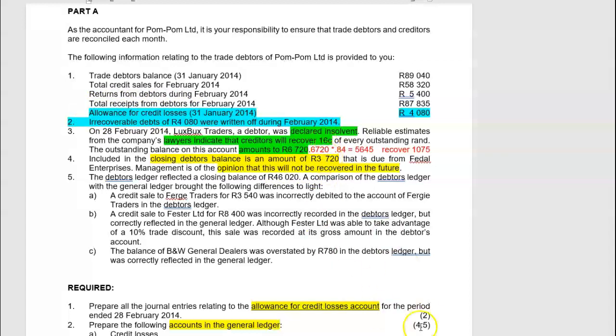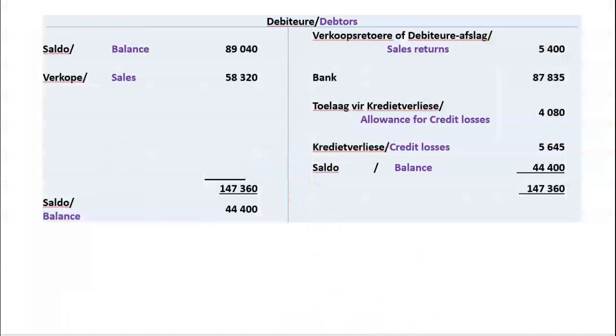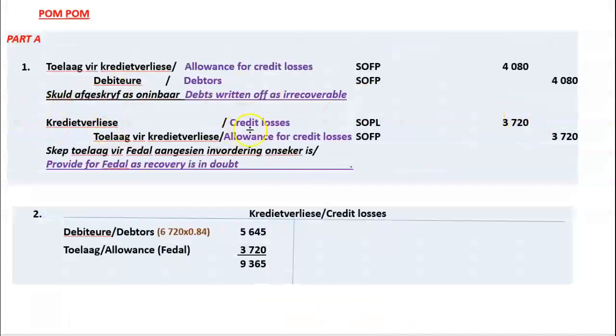So again, we ignore that. So what are we going to do? We are going to debit an expense account, credit losses, statement of profit or loss, 3720. And there it is, our expense account 3720. And then we're going to create an allowance for credit losses, statement of financial position, 3720. Remember, this allowance account is a negative asset.